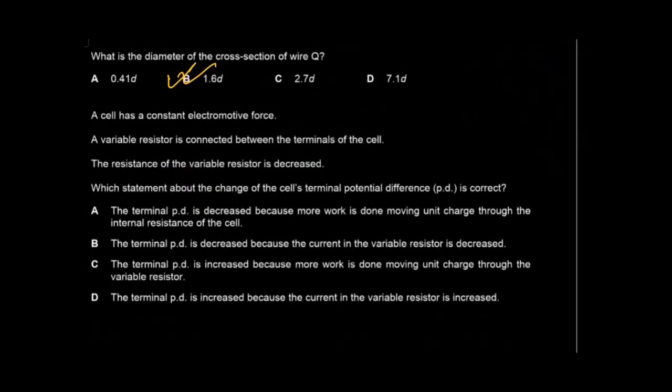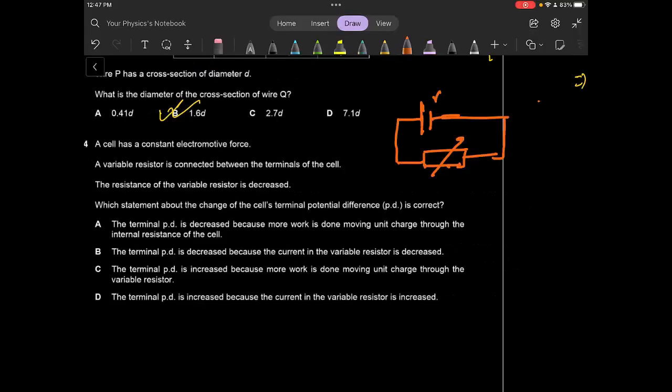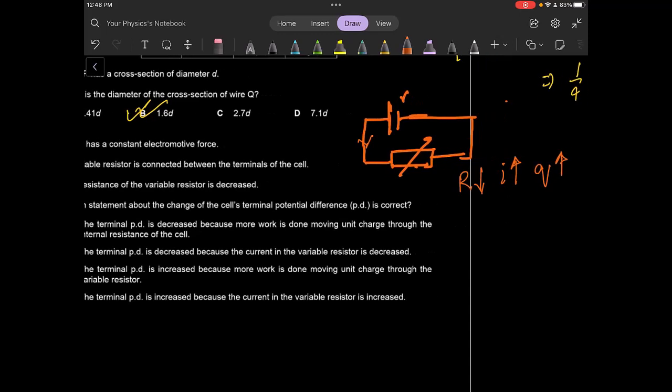A cell has constant electromotive force. The variable resistance is connected between the terminals of the cell. The resistance of the variable resistance is decreased. Which statement about the change of the cell terminal potential difference is correct? So when the resistance of the variable resistor decreases, the current flowing in this will increase, which in turn means more charge will flow through the circuit.